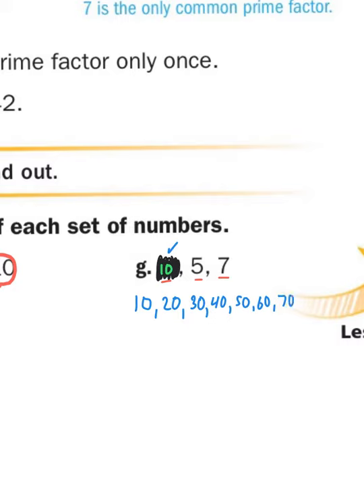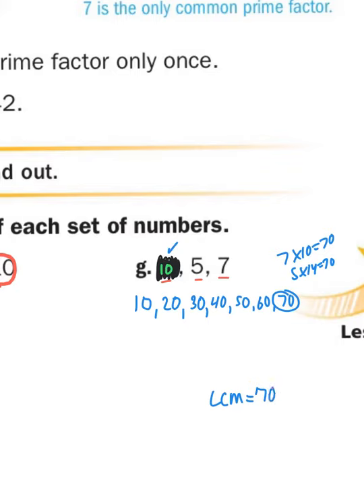And 70. 5 goes into 70, and so does 7, because 7 times 10 is 70, and 5 times 14 is 70. So we found the least one is 70.